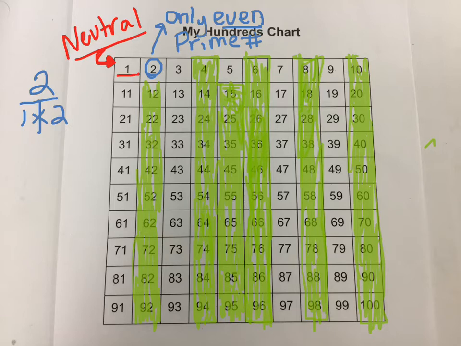Now, the next rule is the rule for 3. The rule for 3 says if the sum of the digits is divisible by 3, then the number is divisible by 3. So I'm going to just go down each column because that'll be quicker.